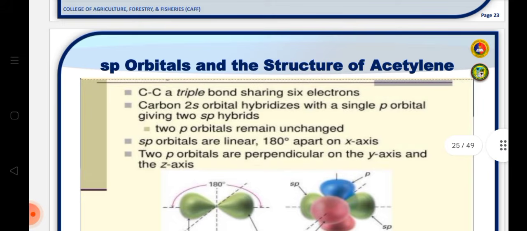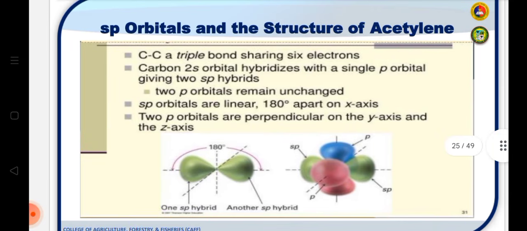Okay, so let's proceed to the sp orbitals and the structure of acetylene. So carbon-carbon, a triple bond sharing 6 electrons. So carbon 2s orbital hybridizes with a single p orbital. And then we have sp orbitals that are linear and the ideal bond angle is 180 apart on the x-axis. Then we have 2 p orbitals perpendicular on the y-axis and the z-axis. So diri sa acetylene, each carbon is sp hybridized. Sp hybridized meaning usa ka buok s orbital and usa ka buok p orbital mo-ng sp ra. So 2 sp orbitals form sigma bonds. So 2 leftover p orbitals form 2 pi bonds. So ang resulting ani na bond is triple bond between carbons.